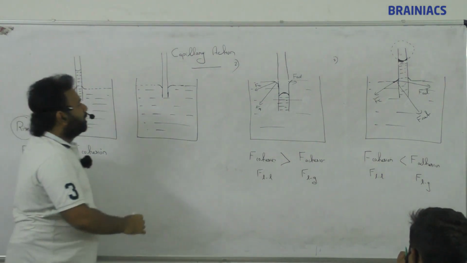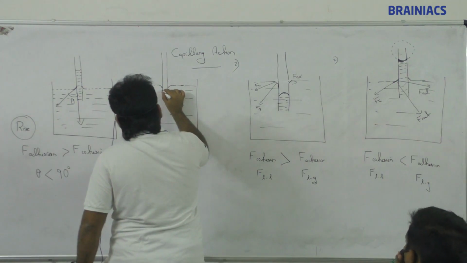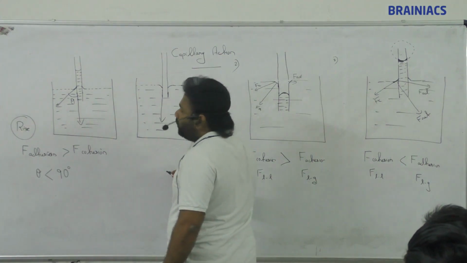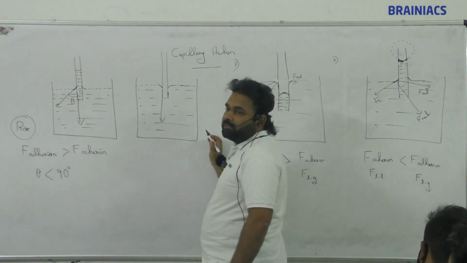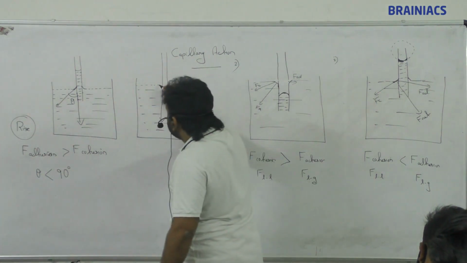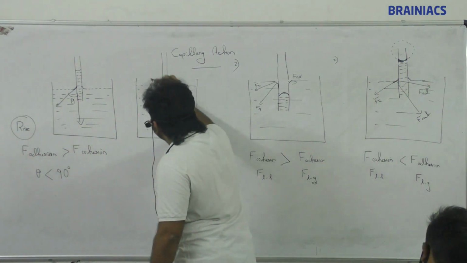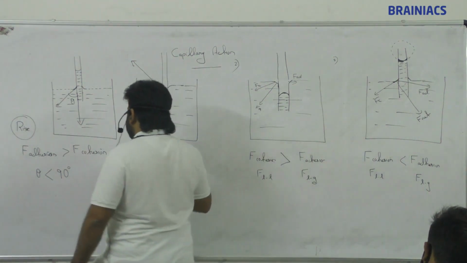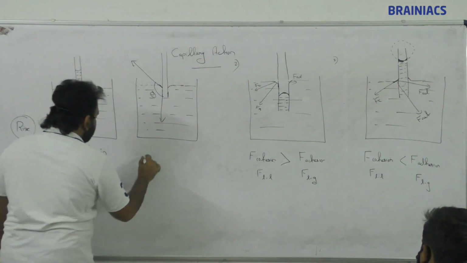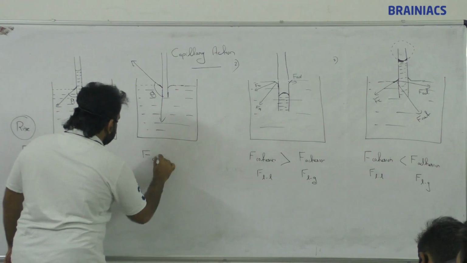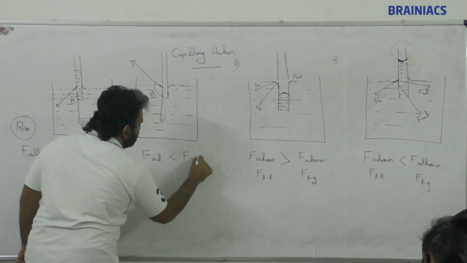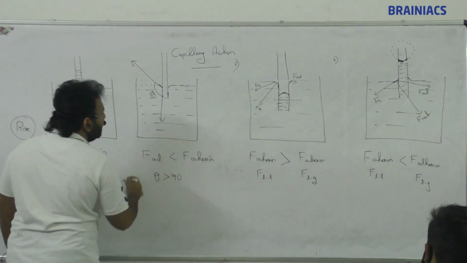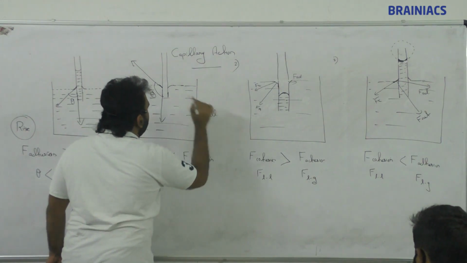Now in this case, if I draw a line like this along the capillary tube, where I will be able to draw the tangent. So the meniscus is now this one. If I draw the tangent like this and measure the angle theta, this theta is greater than 90 degrees. So in this case, force of adhesion is less than force of cohesion. Theta is greater than 90 degrees, so I will be getting capillary fall.